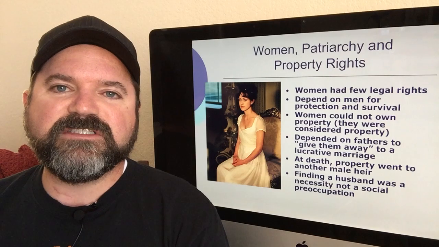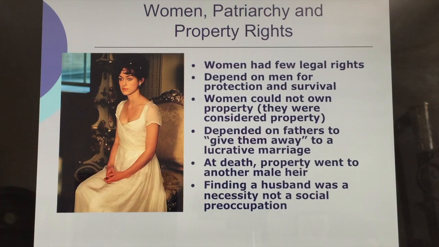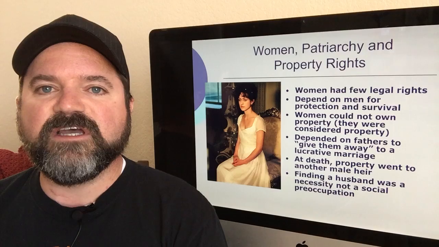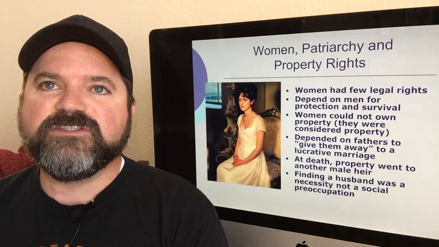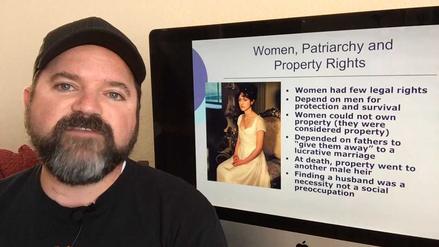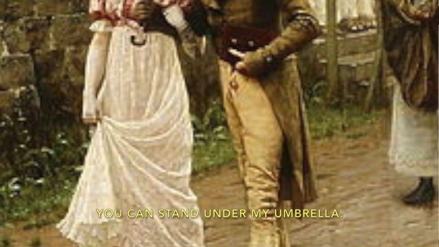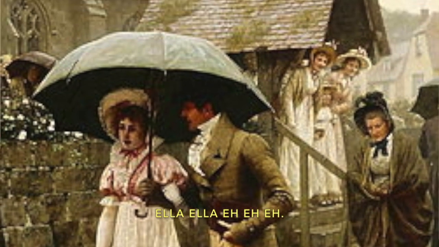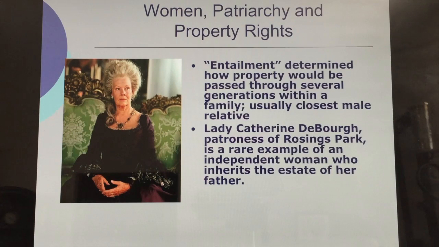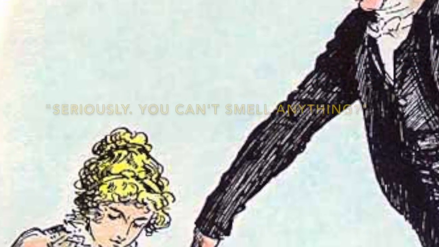One of the things that would happen is, for example, in this novel, Mr. Bennet has 5 daughters. If he dies, the money won't go to his wife or his daughters. The money would actually go to the next oldest male in his family. So this would be a problem, because then the wife and the daughters wouldn't have anybody to take care of them, no place to live. So this is a big deal. You have to get a husband. Entailment is the way that they decide who gets the property when somebody passes away. So usually it went to the closest relative.